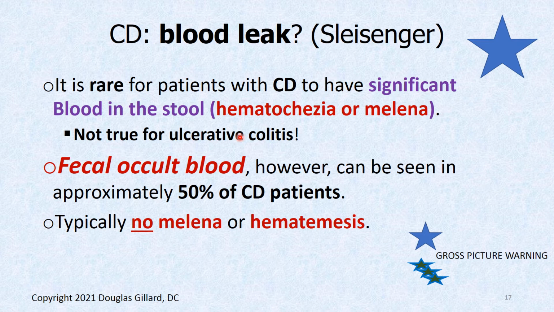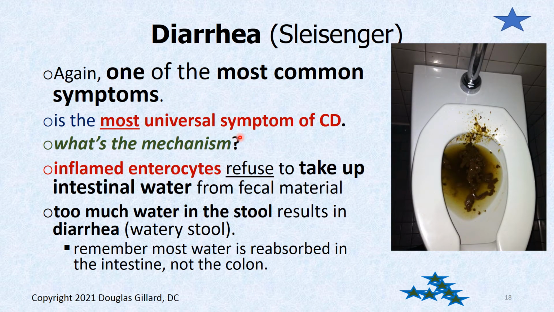Typically no melena or hematochezia. Gross picture warning. And so diarrhea, again, is one of the most common symptoms. Why do people with Crohn's disease have diarrhea? Well, just like any inflammation process of the enterocytes, which normally reabsorb water like crazy, especially the intestinal enterocytes, if they're inflamed and upset, they stop doing their job, and so you can't reabsorb intestinal water, and therefore your fecal material has way too much water in it, and that's basically the definition of diarrhea.